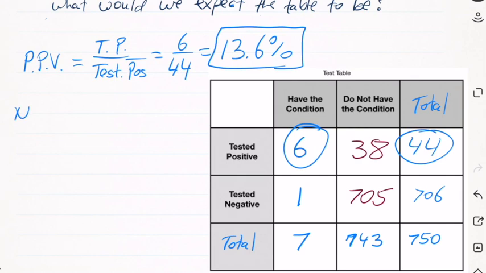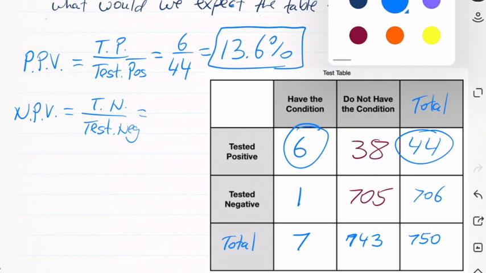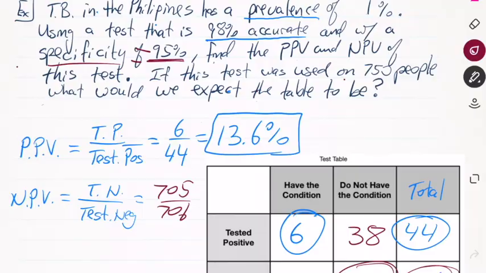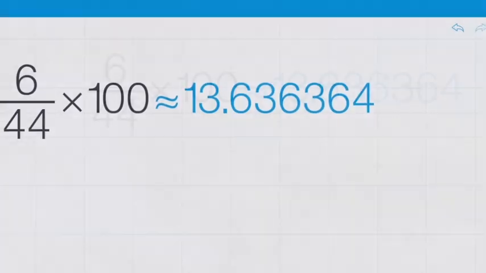All right, so let's look at NPV. How many times will the test show that you do not have tuberculosis accurately? So this is the true negatives divided by tested negative, which in this case will be, and I'll change colors, the true negatives over the tested negatives. So that's going to be 705 divided by 706. That's really close to like 99%. 705 divided by 706 times 100.